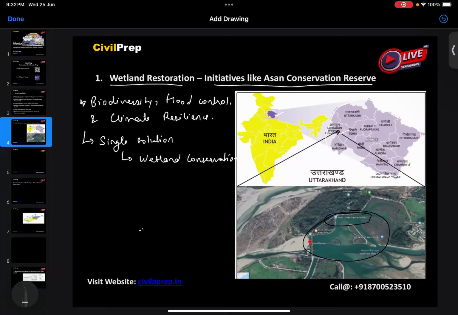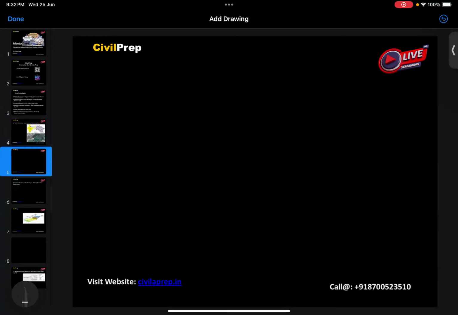Now, here we'll be seeing that Asan Conservation Reserve is present in Uttarakhand, spanning almost 444 hectares, consisting of almost 118 lakes. So we can see how diverse this region is, how rich it is in habitat and species diversity. When we talk about biodiversity, the biodiversity recovery is going on with over 330 bird species and almost 49 fish species, which are thriving in this particular region.